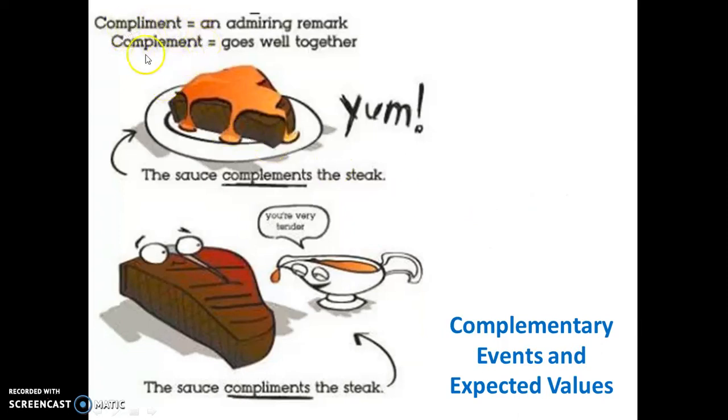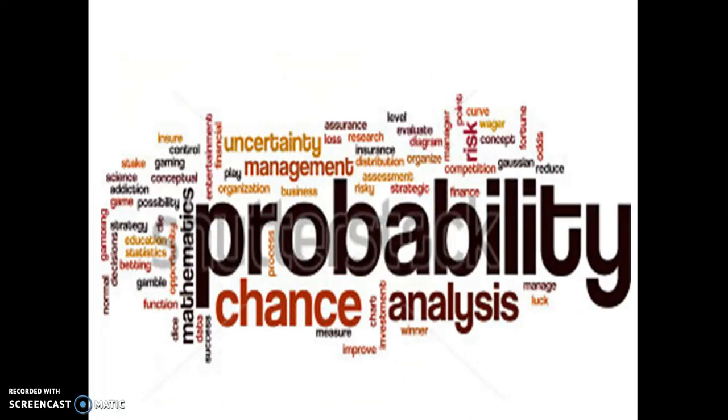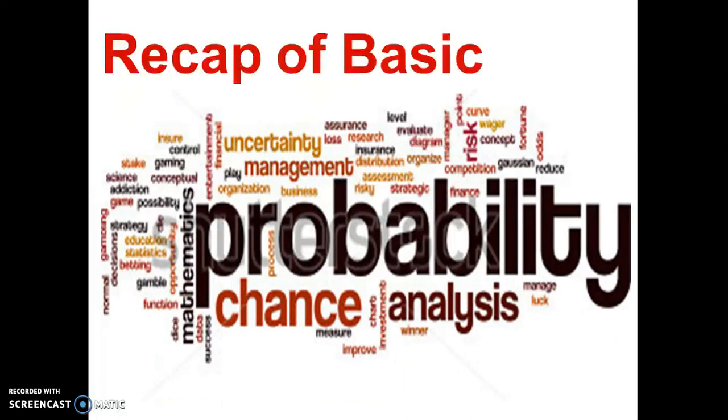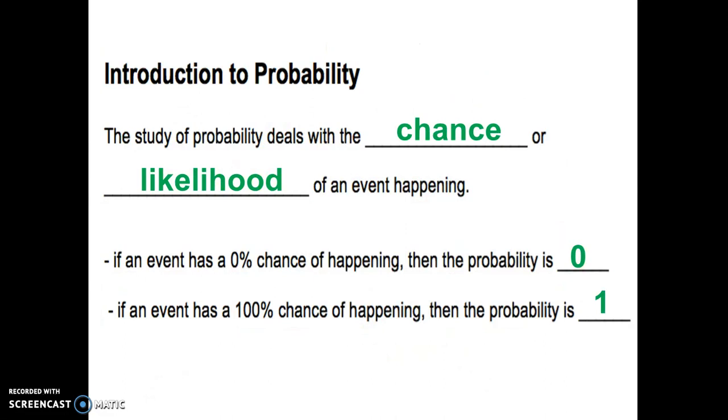Complement in mathematics is the important word in probability, so we're going to use that word today. So we're talking about probability. We're going to recap some basics, recap of basic probability. We've talked about probability being the study dealing with chance or likelihood of an event happening.